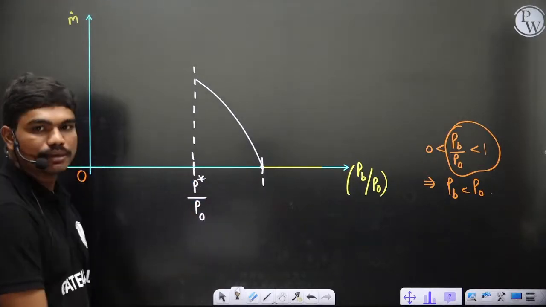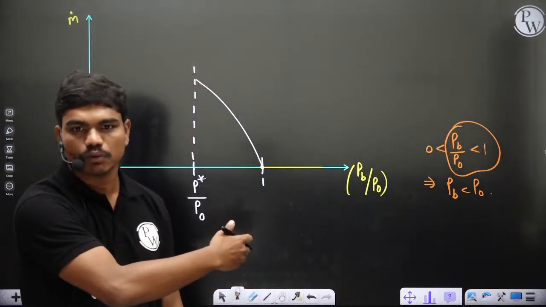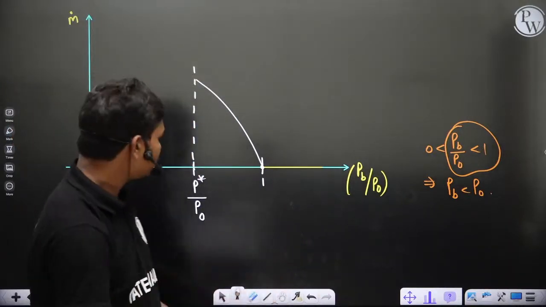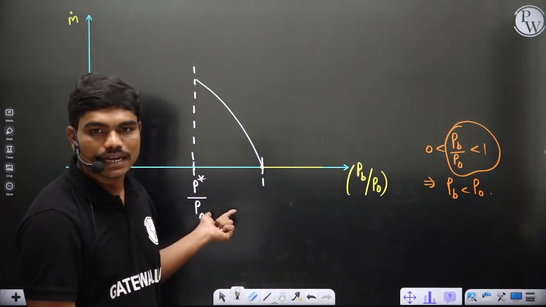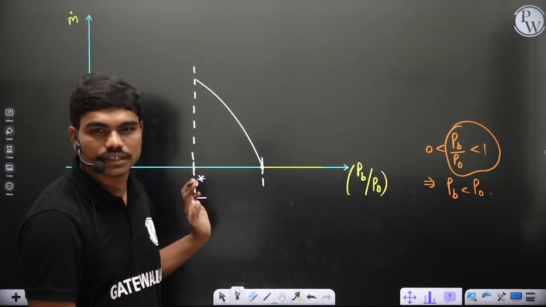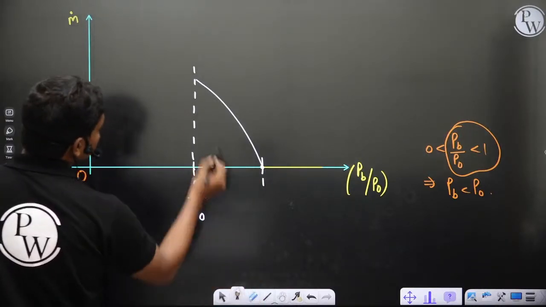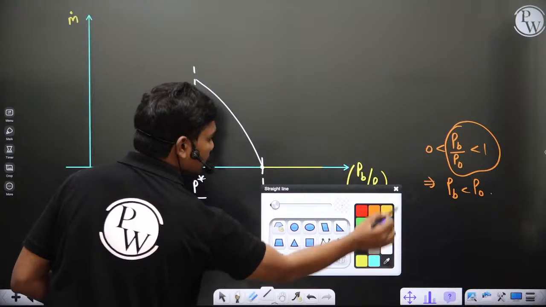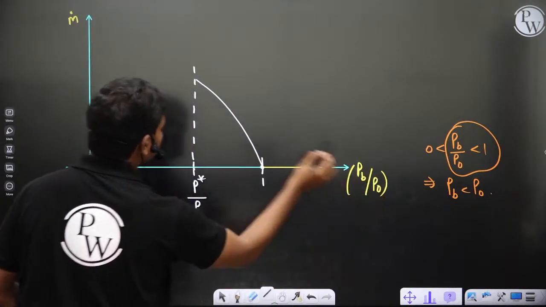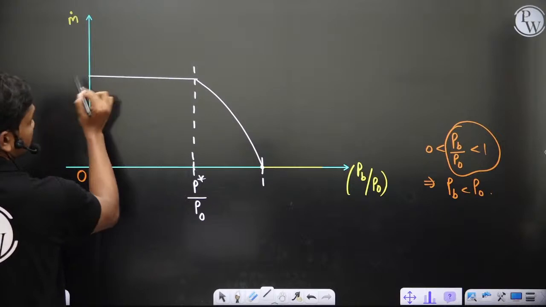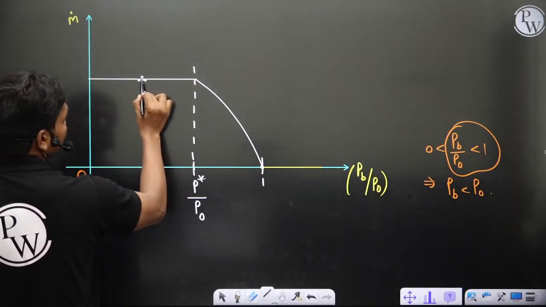For air we calculated P star by P naught in the last class, for atmospheric air. As far as I remember, it's about 0.586 or something in that range. When you come to that particular value, the mass flow rate attains its maximum and it sustains like this. So this is how the mass flow varies with respect to back pressure, up to the maximum.